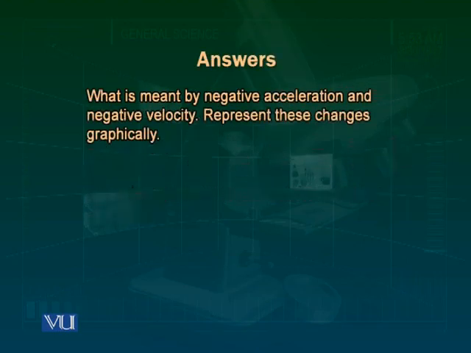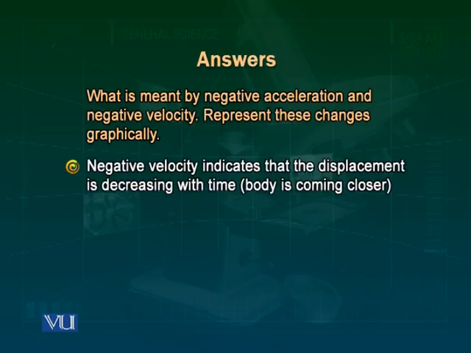In the first question, I had asked what is meant by negative acceleration and negative velocity, and we have to represent these graphically. Negative velocity indicates that the displacement of an object is decreasing with time. In other words, if I am the observer, the object is approaching me, so the displacement is decreasing with time. As time passes, the object becomes nearer and nearer, and therefore we will have a decreasing line, or we will have a negative velocity, because the velocity has to be in the opposite direction.